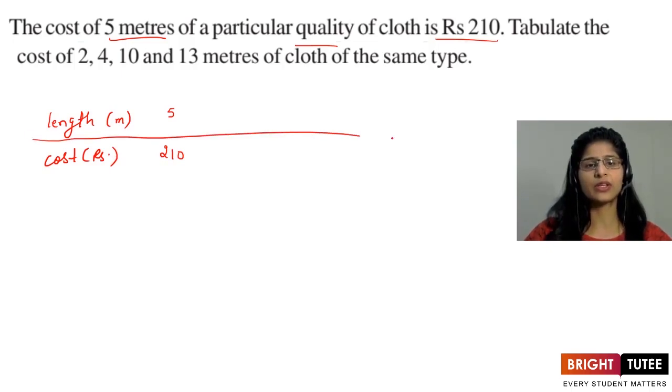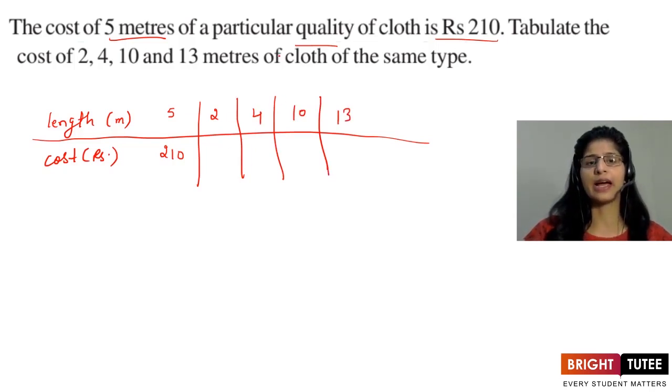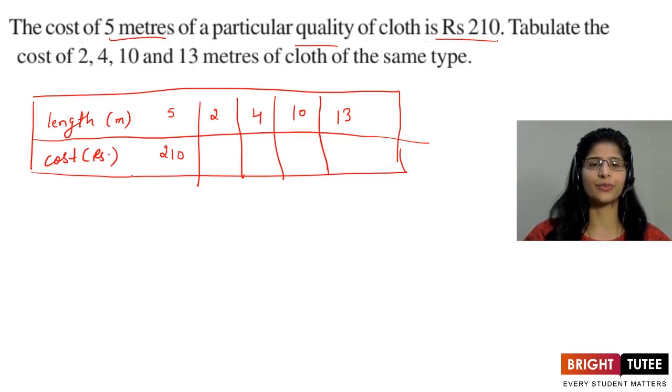Okay, so when you are going to form it, they are asking you to tabulate the cost of 2, 4, 10 and 13 meters of cloth of the same type. So this you have to tabulate, and we have to write the cost here. Every time whenever they ask you to do that, you are going to form a table. Okay, you can use your scale to form it.